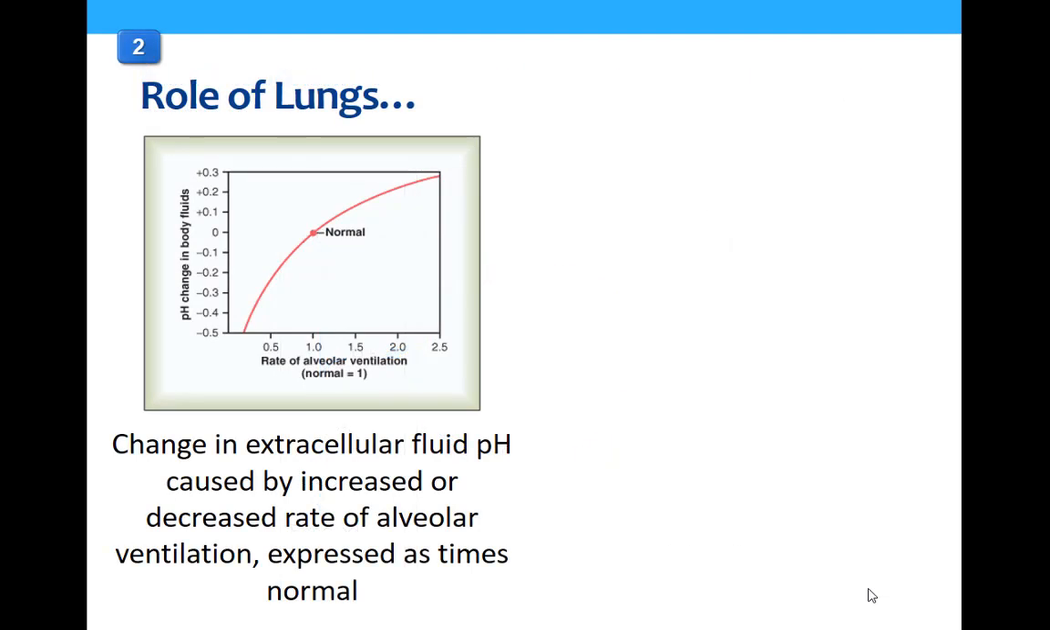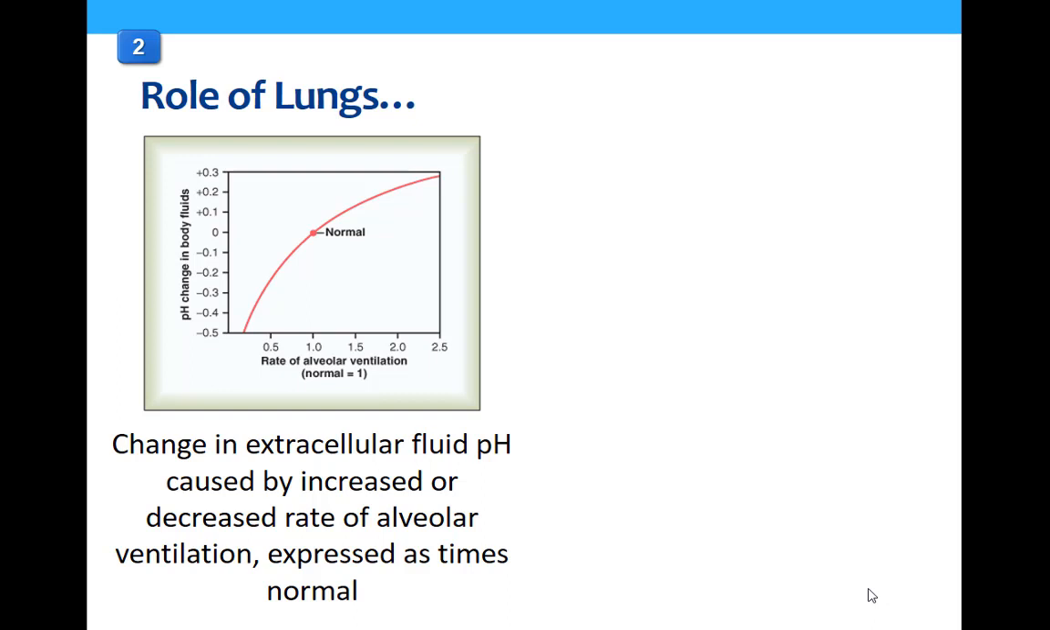Okay, lungs, now this is to show you, this is rate of alveolar ventilation. Normal is 1 over here. This is pH change in the body fluids. So if somebody starts breathing 2 times normal, so this is 1 time, right? 2 times normal. For example, if your breathing rate right now is 20 per minute, you start breathing at 40 per minute, double, what will happen to your pH? 0.2 change, right? Almost 0.2 change in pH, which is a big change for pH.